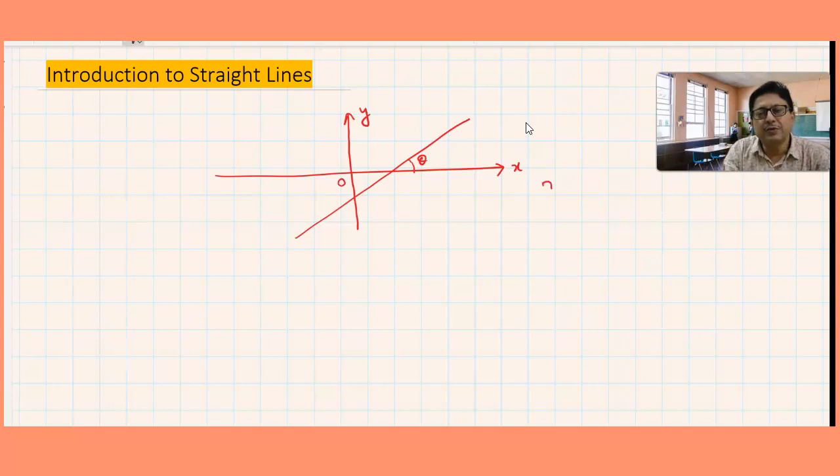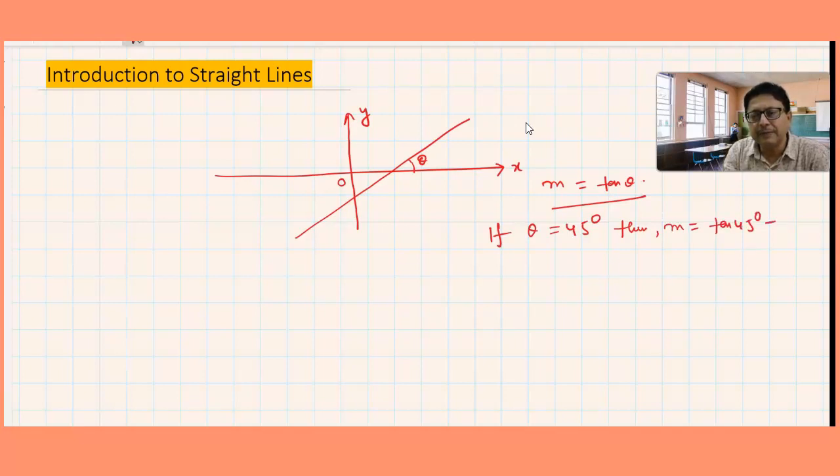That slope is going to be m equal to tan theta, tangent of the angle made by it with the positive direction of x-axis. So if you are asked to find the slope of a line whose inclination is 45 degrees, then its slope m is going to be equal to tan 45 degrees. Tan 45 degrees is 1.